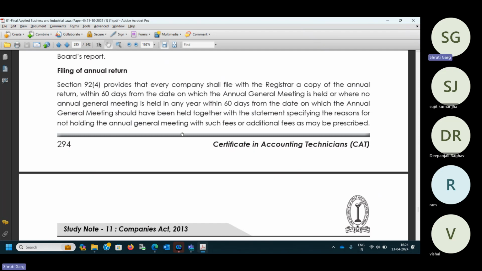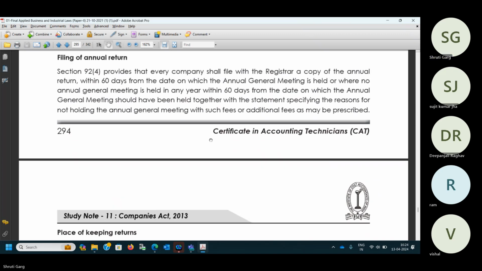Section 92(4) provides that every company shall file with the registrar a copy of the annual return within 60 days from the date on which the annual general meeting is held, or where no annual general meeting is held in any year, within 60 days from the date on which the annual general meeting should have been held, together with a statement specifying the reason for not holding the annual general meeting.